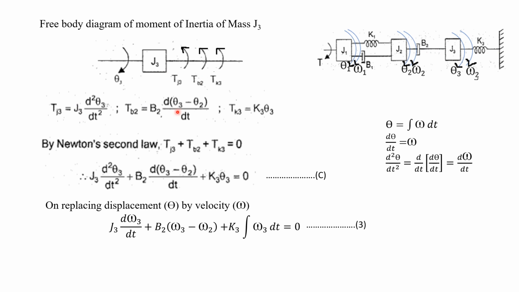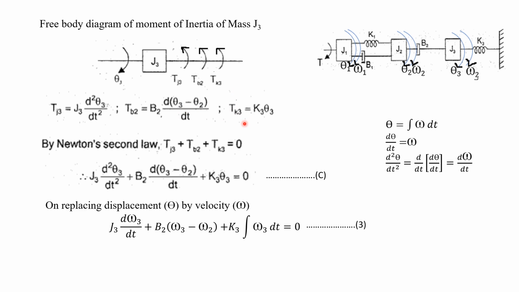Now we have to write the value of each and every opposing torque. What is TJ3? TJ3 is J3 into d square theta 3 divided by dt square, because here the angular displacement is theta 3. Now what is TB2? B2 is connected between J3 as well as J2, so we have to write the difference in displacement, that is B2 into d by dt of theta 3 minus theta 2. Now we are drawing the free body diagram for J3, so this theta 3 displacement should come first: theta 3 minus theta 2.